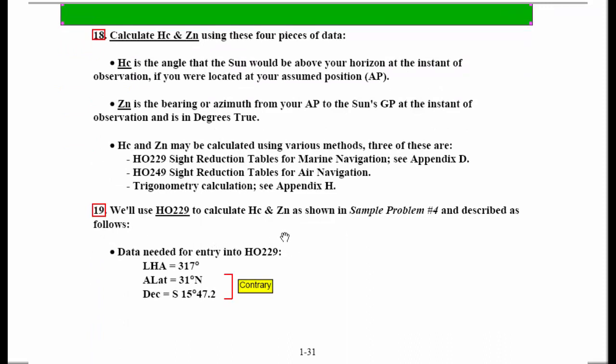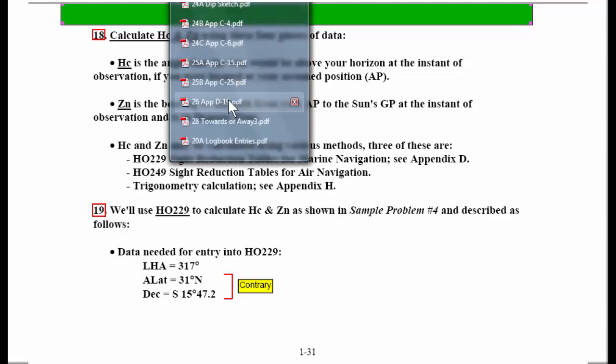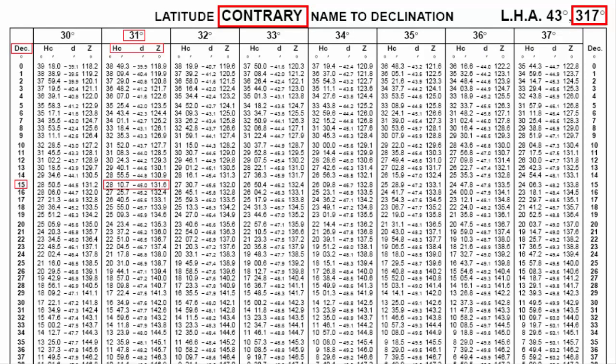And we'll use HO229 to do that lookup. And here are the actual numbers that we're going to use for that lookup: LHA 317, assumed latitude 31 north, declination south 15 degrees 47.2, and contrary. These are different hemispheres, assumed latitude and declination. So let's go to D19, and you see this says contrary.